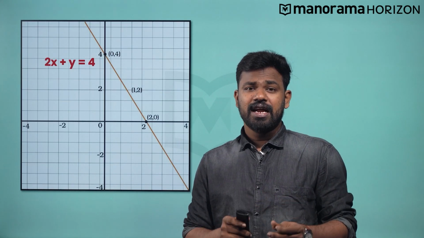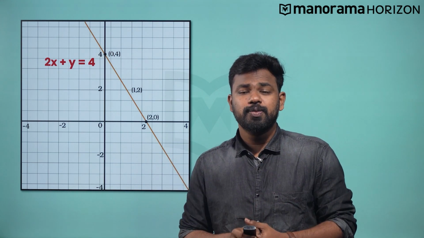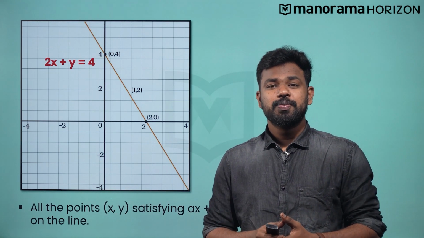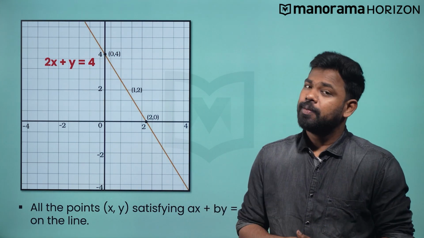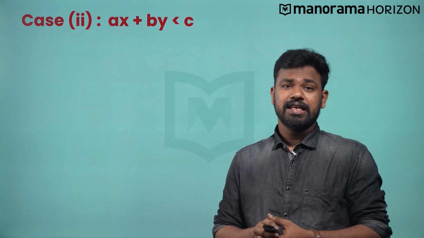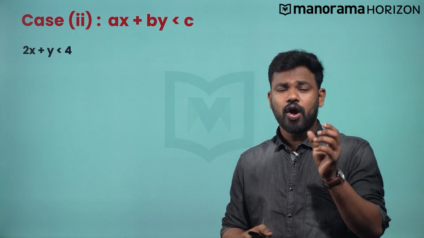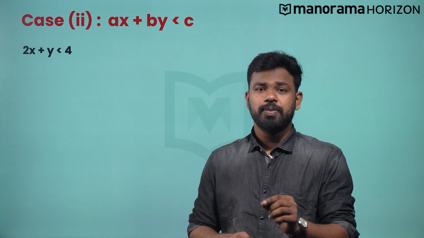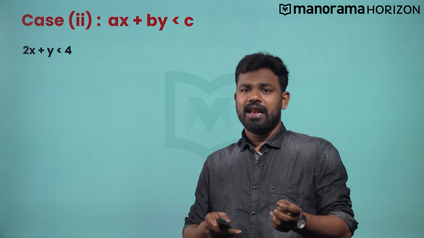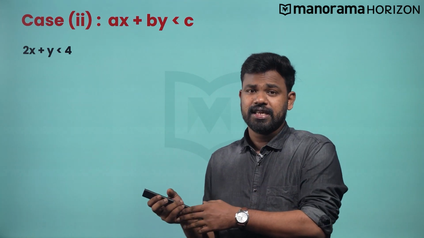From this, it is clear that all the points (x, y) lying on the line satisfy the given equation, that is ax plus by is equal to c. Or all the points (x, y) satisfying the equation ax plus by is equal to c lie on this particular line. Now next, consider a case ax plus by less than c. Consider the equation 2x plus y less than 4. We have already proved that all the points satisfying the equation ax plus by is equal to c lie on that particular line. So the point must be lying either on the lower half or in the upper half and not on the line in this case.